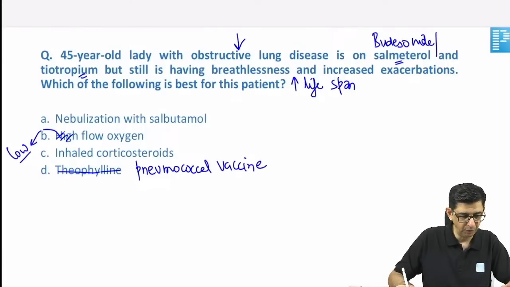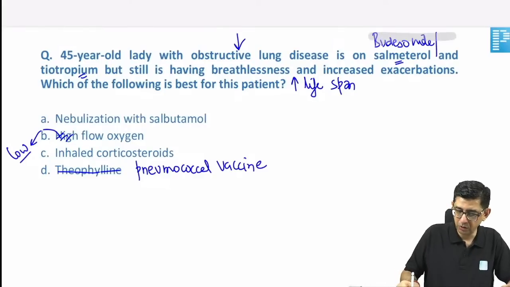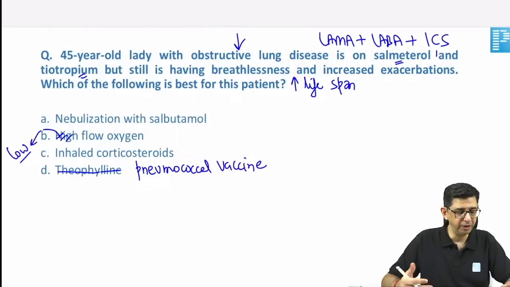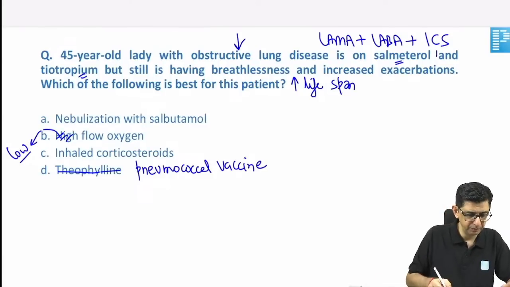Okay, got it. All three of them are present. I'll just jot it down, doctor. That's a good input. He's on three drugs, LAMA, LABA, and inhaled corticosteroids. And then what he's asking me is, for this patient, how would I increase the lifespan? Positive pressure ventilation. Yeah, got it.